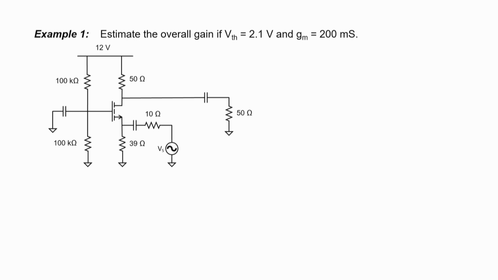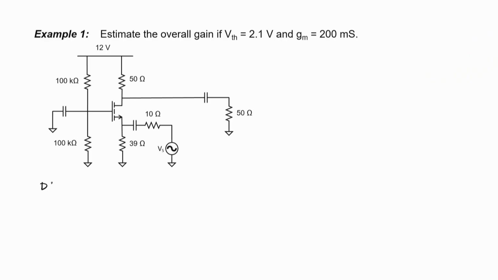We're given the threshold voltage of the transistor and the transconductance. One thing to keep in mind is that the transconductance typically depends on the DC drain current. So if you're going to use the datasheet to look up the transconductance, you're going to have to know roughly where you have the transistor biased to start with. Let's start off here with a DC analysis to make sure that the transistor is properly biased in the saturation region.